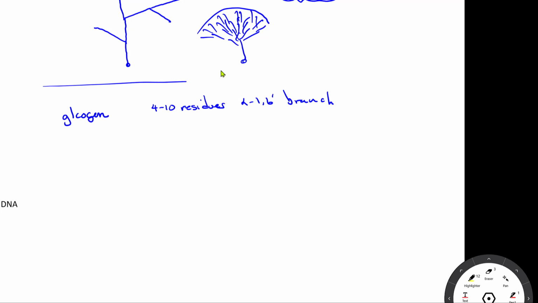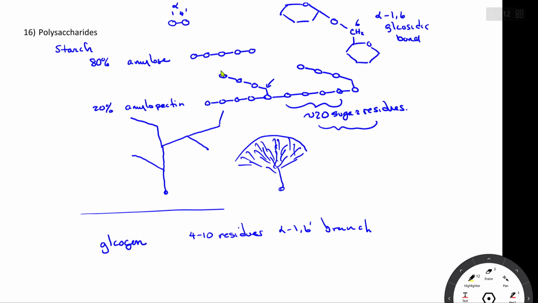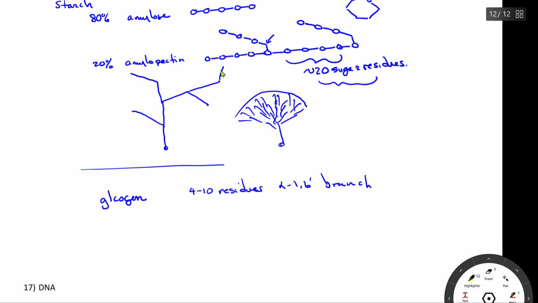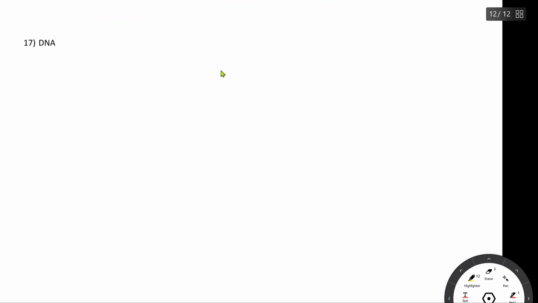Okay, but the only difference between plants and animals in this respect is just the degree of branching that takes place. So glycogen is what we have in animals, and starch is what we get out of plants, and that's a combination of amylose and amylopectin. Glycogen and amylopectin are very closely related to each other, just differing in the degree of the branching.